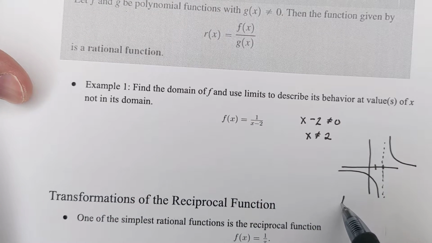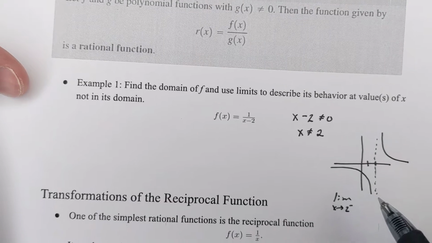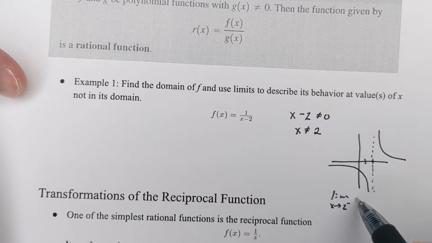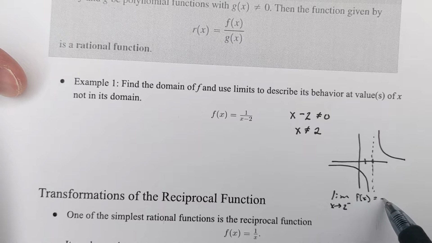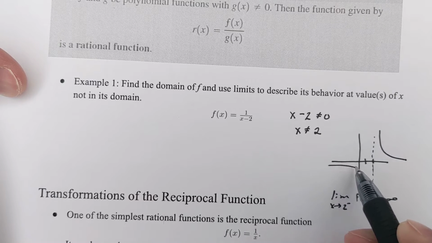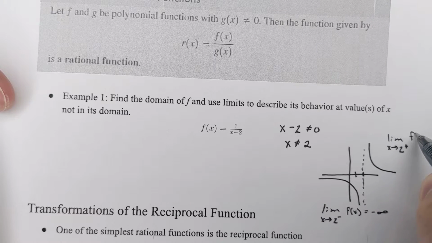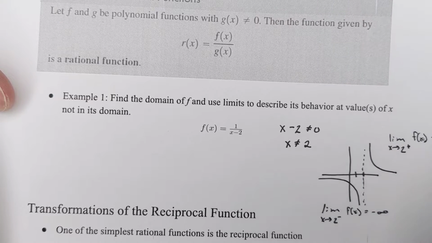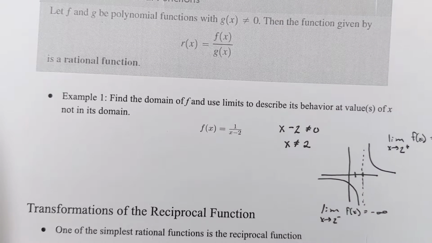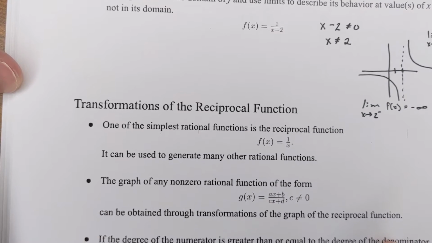Use limits to describe its behavior at values of x not in its domain. The limit as x approaches 2 from the left of our function is equal to negative infinity, because as we come from the left, we go down. The limit as we approach 2 from the right of our function goes to positive infinity, so it goes up.